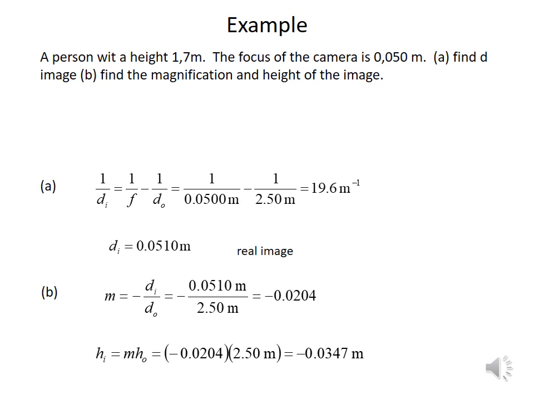When you check the magnification, m equals minus di over dO, equals minus 0.0510 divided by 2.5, and that's equal to minus 0.0204. So the height of the image will be m times h naught, which is equal to minus 0.0347.